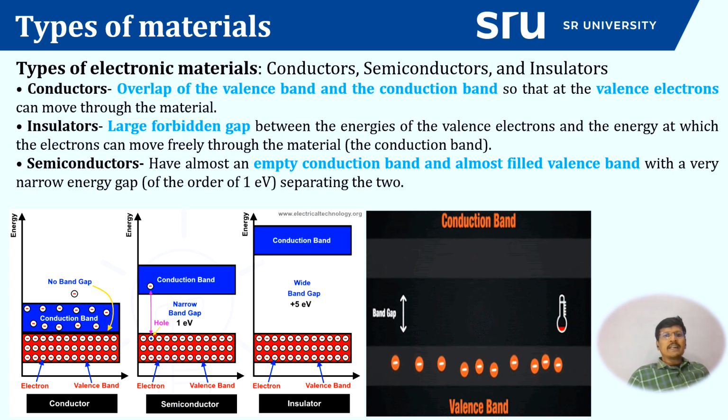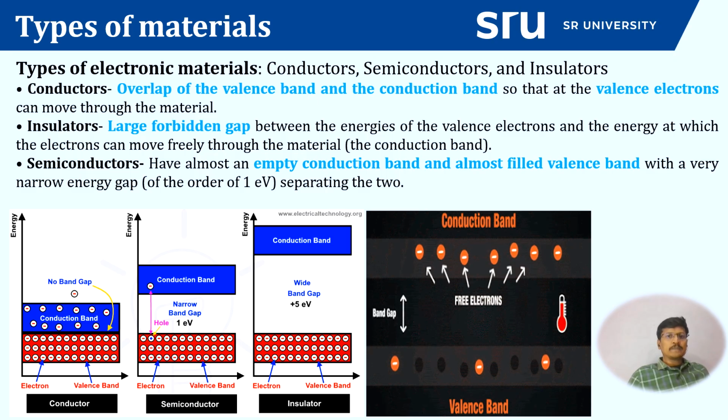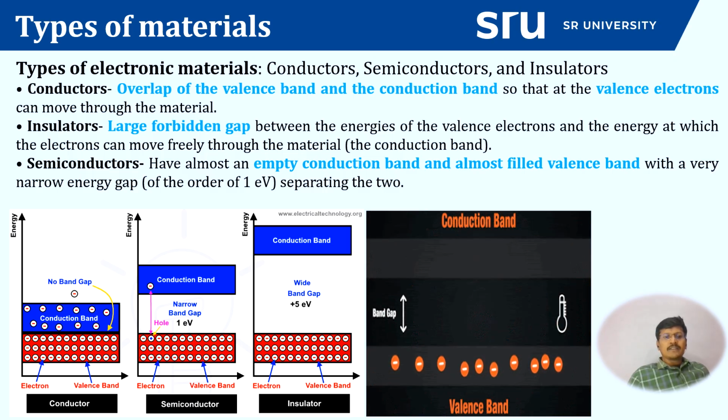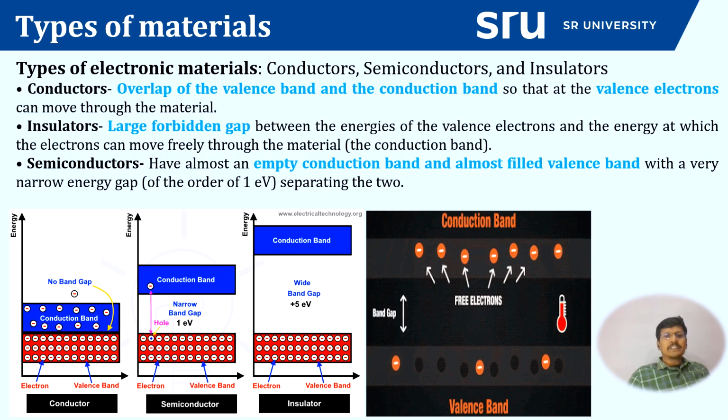Think of a conductor as an open highway where vehicles move freely. An insulator is like a road blocked with huge barriers. A semiconductor is a controlled gate where traffic can be regulated according to our requirements. In the next slide, you can see the band gap structure in the diagram below.